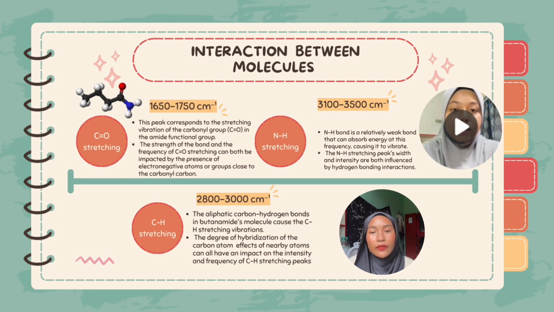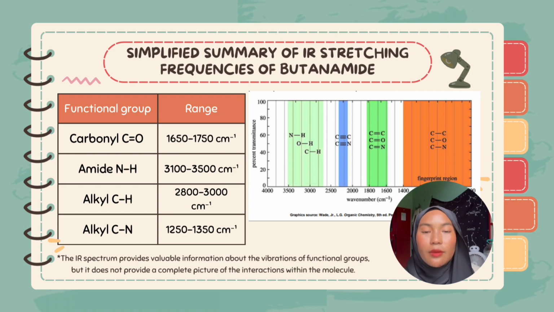The intensity and frequency of CH stretch peaks can be affected by factors such as the hybridization of the carbon atom, the presence of adjacent functional groups or substituents, and the electronic effect on the nearby atoms. The strength and frequency of the CH bond can be altered by this interaction, leading to variation in the observed stretching vibration.